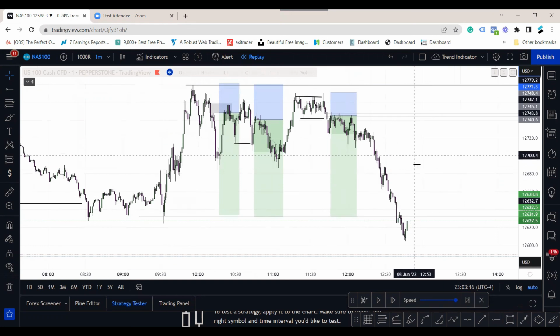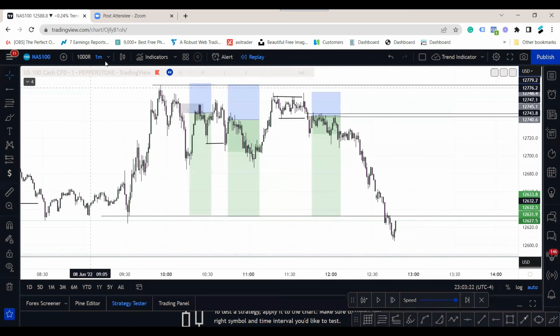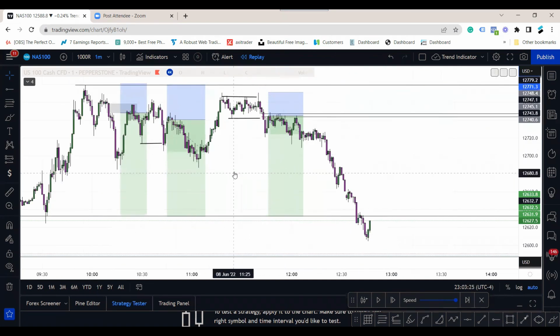Okay, so I hope that this helped, right? If you are trading index, you can use the breadth strategy, trading on a 1 minute time frame. Very nice trade, right? Very nice trade.